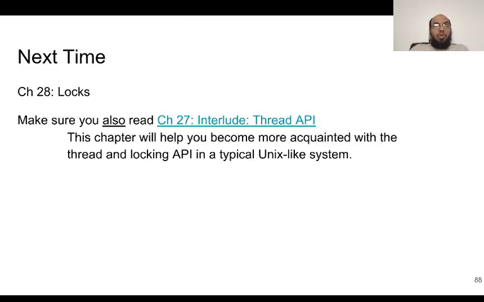You have, or you should read, chapter 27, the thread API, because this is how you are going to do threading in C. Thank you, and talk to you later.